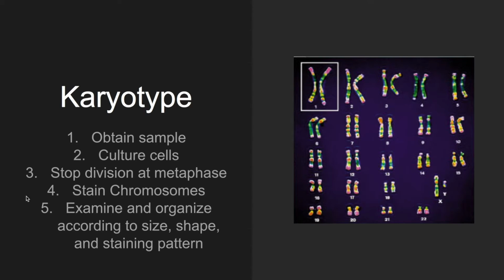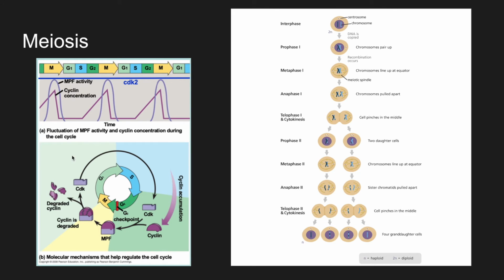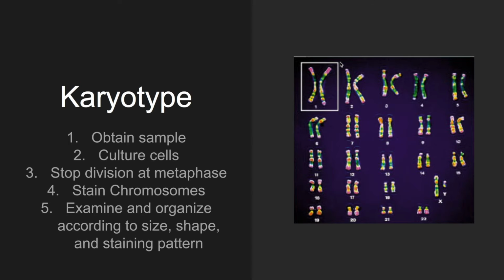And then from there, you're going to stop division at metaphase. Why metaphase, right? If we go back here, this is metaphase where your chromosomes are lined up in the middle. You would want to stop it there because your chromosomes have already paired themselves up. It's a really convenient location to stop it, right? You've done part of the work already by stopping it at metaphase. And then you stain the chromosomes as shown right here, and then you examine and organize them into a very nice graphic as shown here. And that's how you obtain a karyotype.